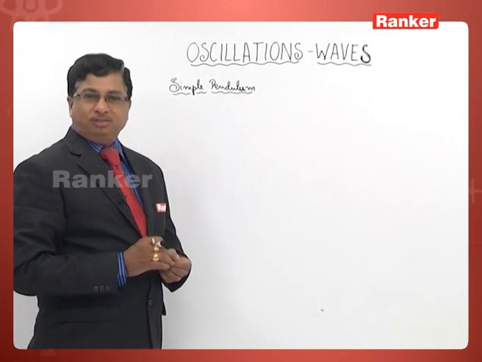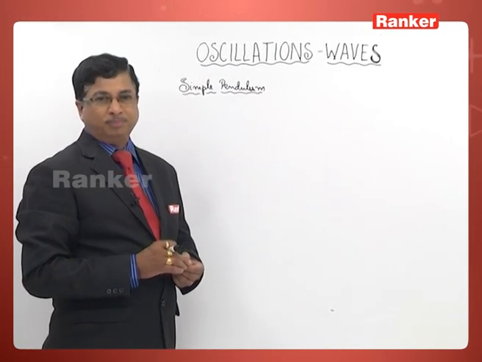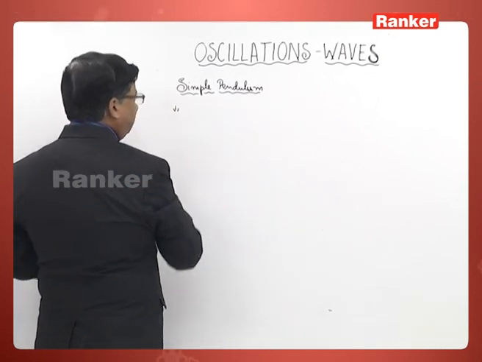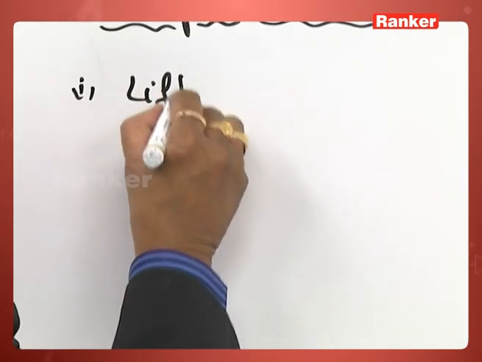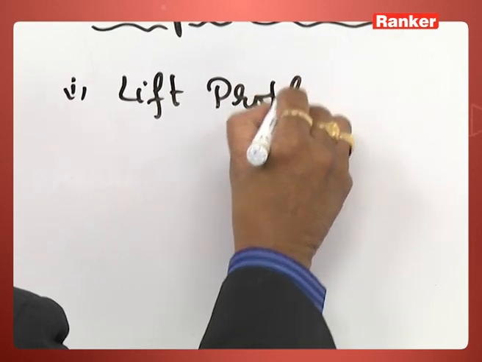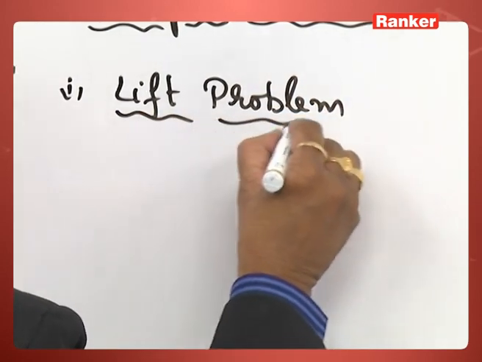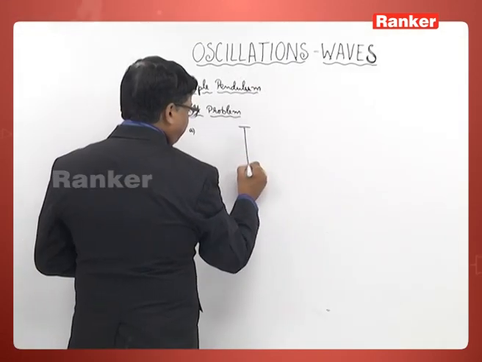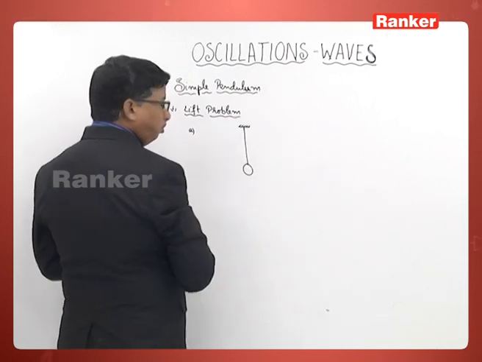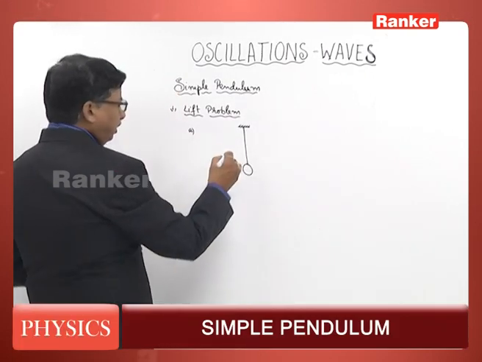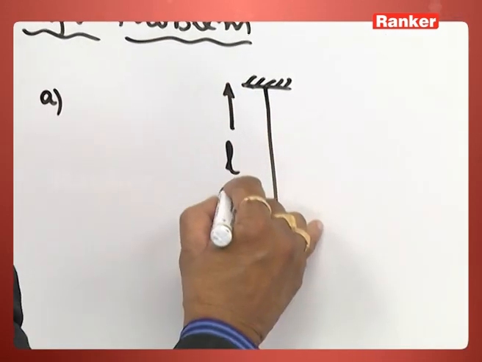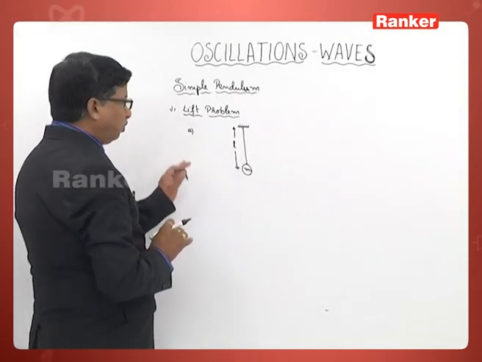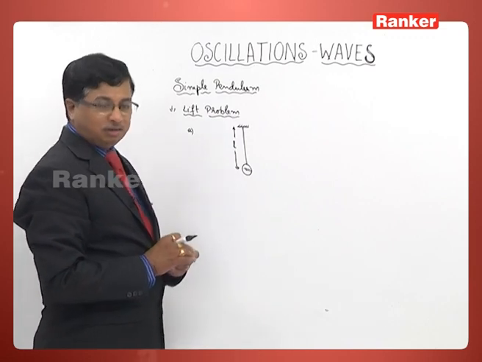Let us take a few cases as far as a simple pendulum is concerned. There is one option like this, they may ask you a lift problem. What is this concept of a lift problem? Let me explain. There is a pendulum which is oscillating simple harmonically in a lift. The length of the pendulum will be given to us and the mass of the pendulum will be given as m, and they used to give us a few conditions as far as the lift is concerned.